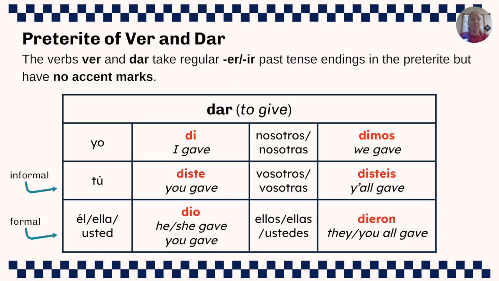Our verb dar follows pretty similarly. Dar means to give. We have yo, di, tú, diste. Él, ella, usted, dio. Nosotros, nosotras, dimos. Vosotros, vosotras, disteis. And ellos, ellas, ustedes, dieron.